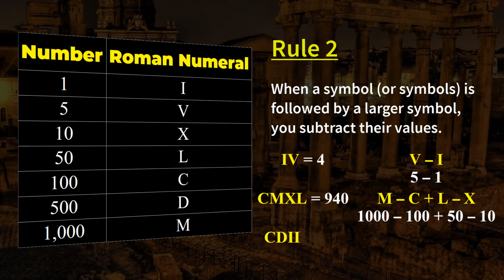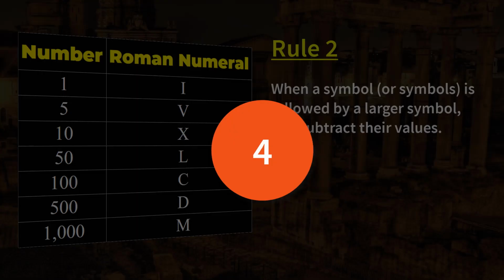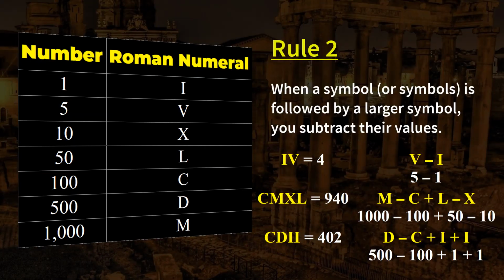Can you figure out what CDII means? I'll give you 5 seconds to think about it, but feel free to pause the video if you need more time. If you found the answer to be 402, then you're absolutely right. The combined numerals read D take away C plus I, which is 500 take away 100 plus 1 plus 1.